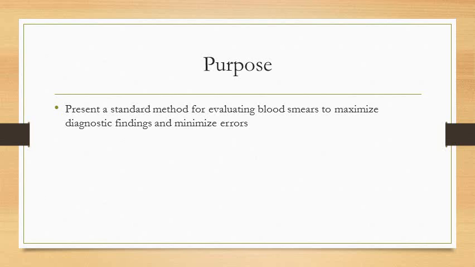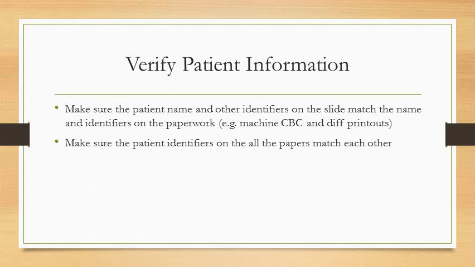So the purpose of this talk is to present a standard method of evaluating blood smears to maximize diagnostic findings and minimize errors. Peripheral blood smears are one of those situations where there are a whole bunch of different findings that you have to integrate, put everything together. And sometimes if you focus on one finding too early, or only one set of differentials really early on, you can totally miss the big problems.